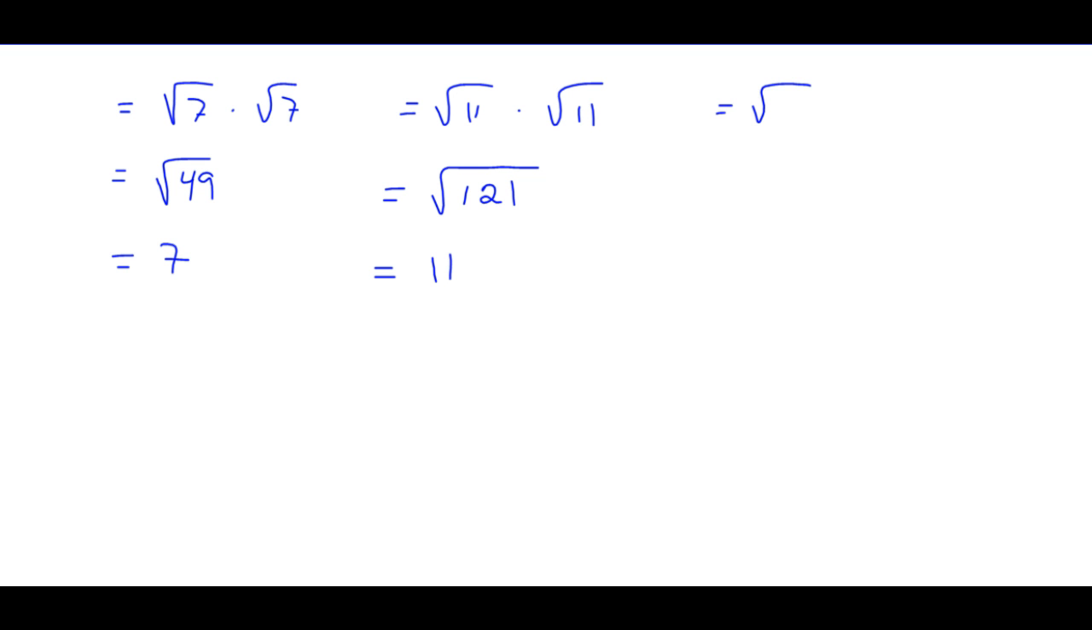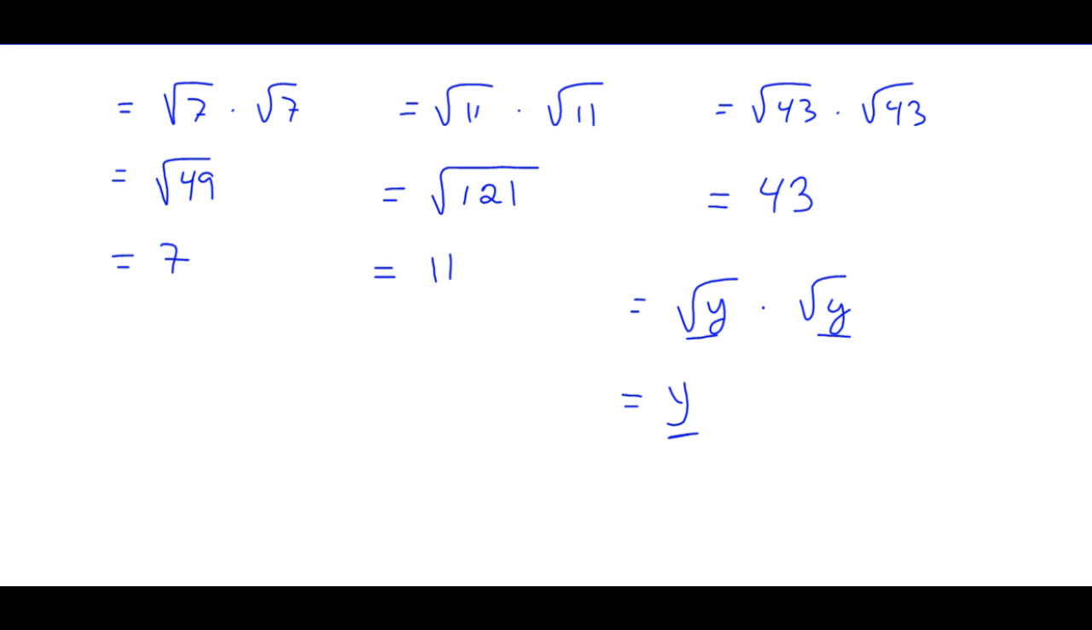So if I said, what's the square root of 43 times the square root of 43? We should be quick enough now to say, well, the square root of 43 times the square root of 43 is simply 43. Or if I said, what's the square root of y times the square root of y? Well, we should be quick enough to know if I multiply the square root by itself, I'm going to get the radicand y. All right? That works for every single radical. All right? If you multiply a radical by itself, you're going to get the radicand.